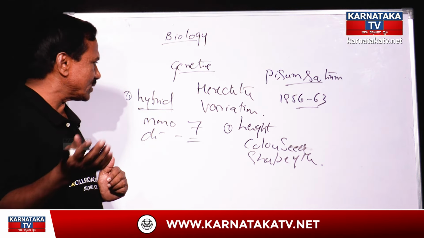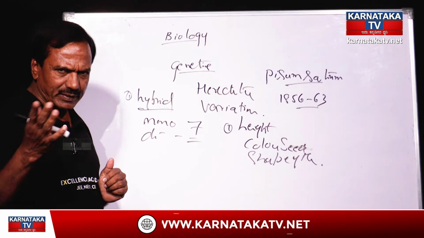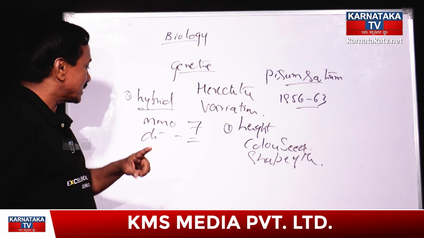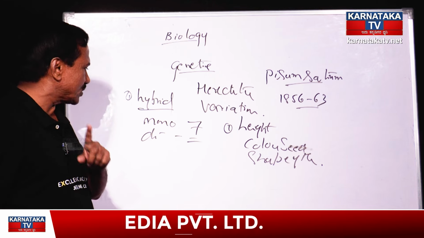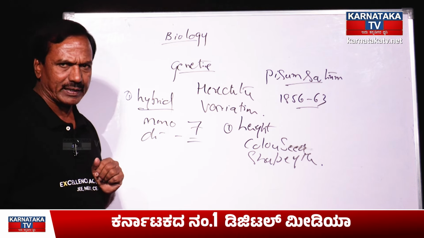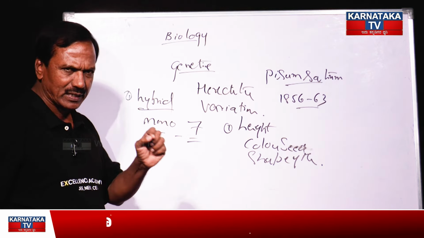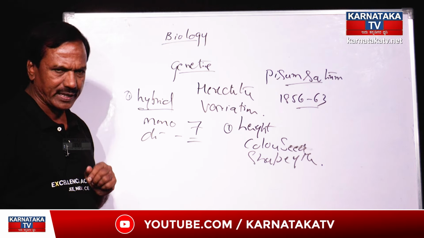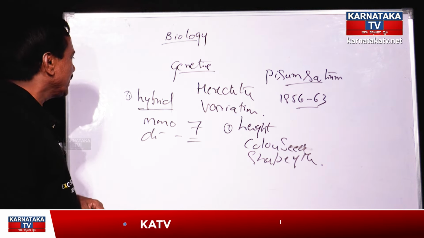Okay. So in this chapter, principles of inheritance is the chapter to start with. In this principles of inheritance chapter, you will study the monohybrid cross experiment and dihybrid cross experiment, but the names are 1 gene inheritance experiment and 2 genes inheritance experiments. Okay. I will discuss that later.